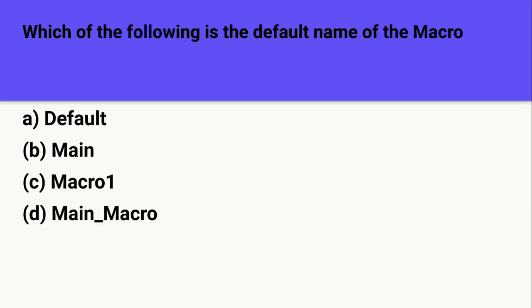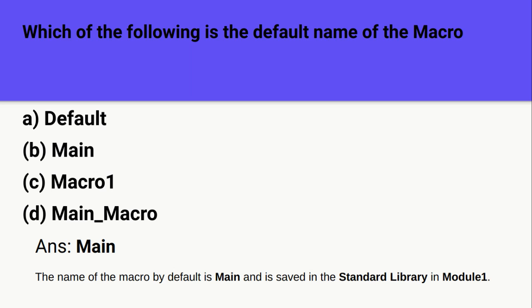Which of the following is the default name of the macro? Default name of the macro is main. We can see one default name when we try to save the macro. So the default name is main. The name of the macro by default is main and is saved in the standard library in module 1. So the default name is main and it is saved in the standard library in module 1.